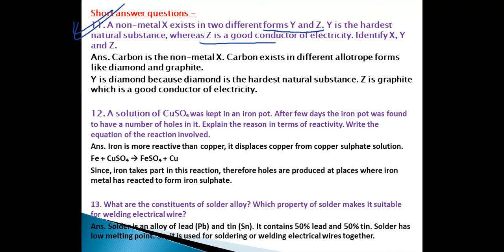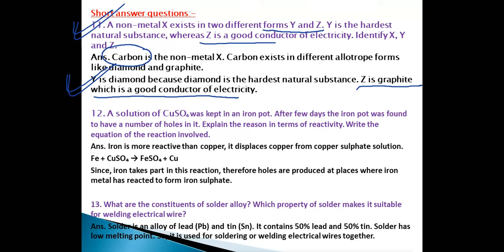So they have given us a few hints in this question on how we should give the answer. X is a nonmetal, and it exists in two different forms. So which nonmetal exists in two different forms? The name of that nonmetal is carbon. So X is carbon. And what are the two different forms in which carbon will exist? Diamond and graphite. They are saying that Y is the hardest known substance. Among diamond and graphite, obviously diamond is the hardest known substance, and Z is a good conductor of electricity, so graphite is the good conductor of electricity. This question was so easy, but you have to just think and give the answer.